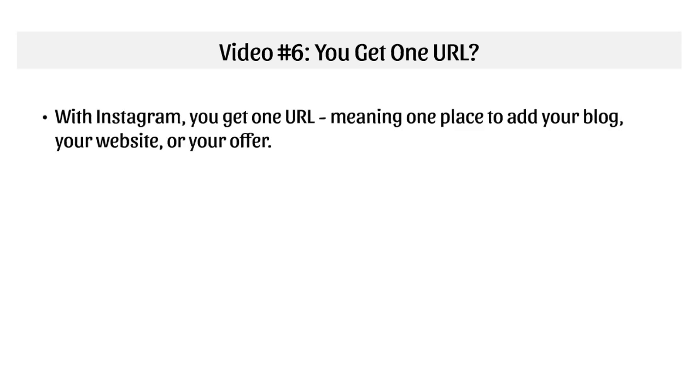So that's the reality with Instagram: you get one URL, meaning one place to add your blog, your website, or your offer. It's not like Facebook where you can create a post every single time and put a URL directly to your offer. You get one URL, so you've got to choose it wisely. So the question is, what URL should you use?